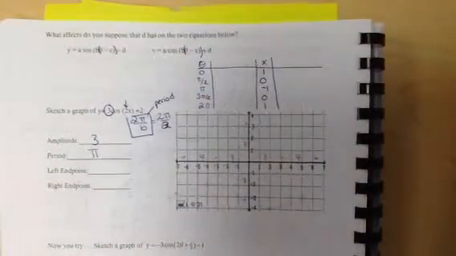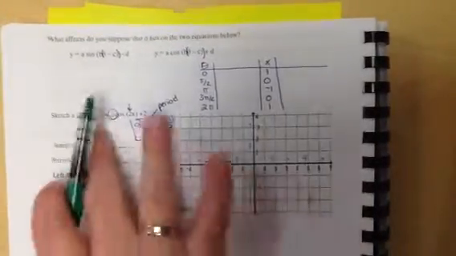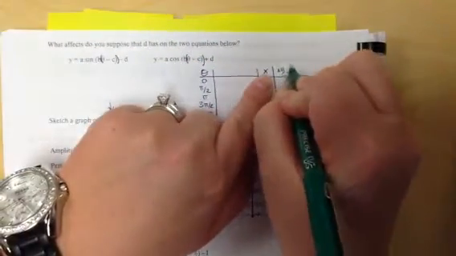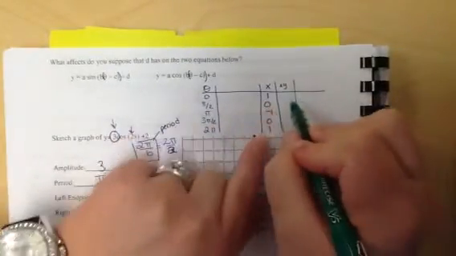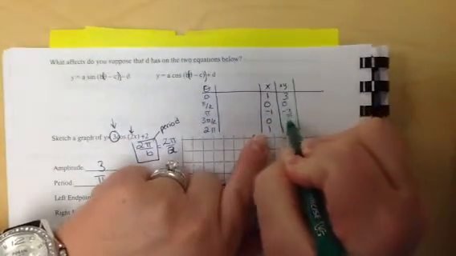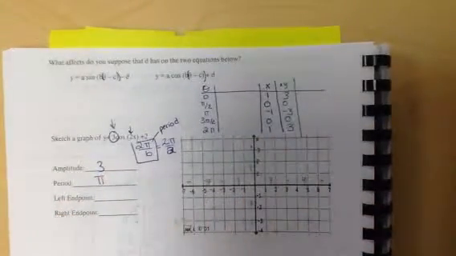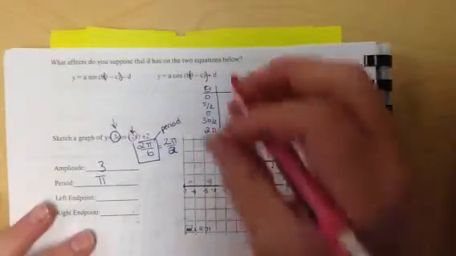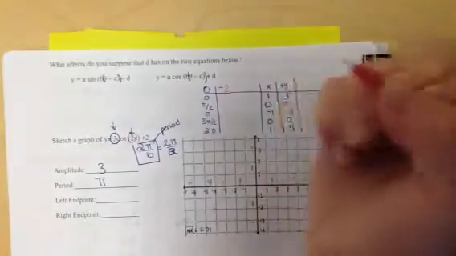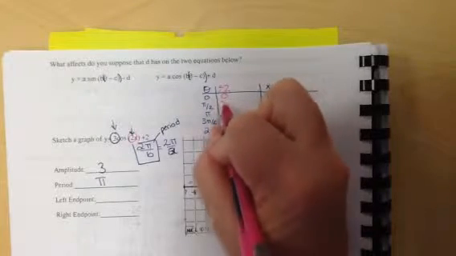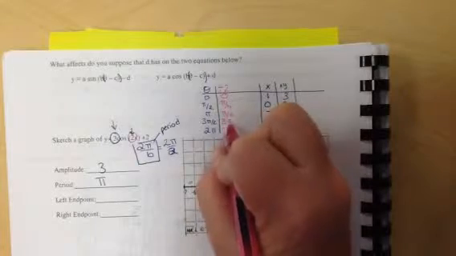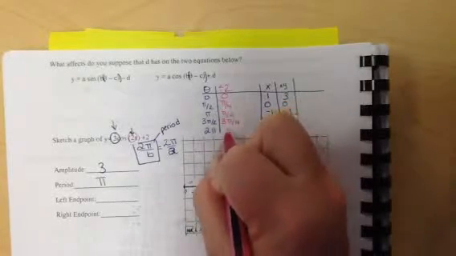Now I have to take care of my transformations, and I'm just going to go across the equation, and then apply them to my table. So up here, I need to multiply all my y's by 3, so times 3. So I'm going to get 3, 0, negative 3, 0, 3. And this 2 right here is backwards, so you're not going to multiply all your angles by 2, you're actually going to divide all your angles by 2. So you're going to get 0, pi over 4, pi over 2, 3 pi over 4, and pi.